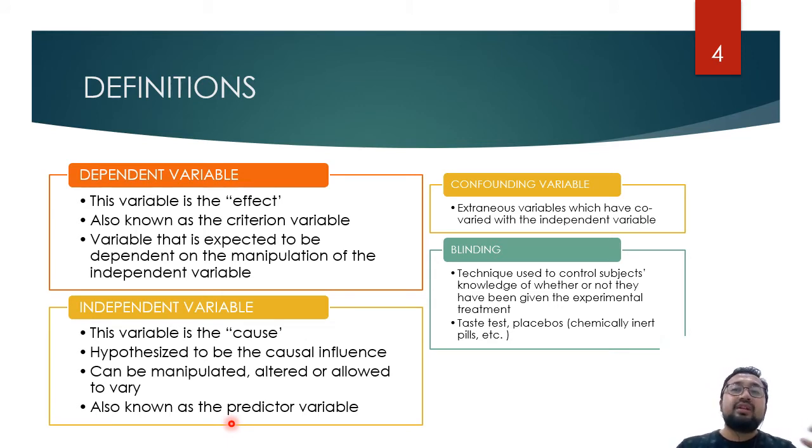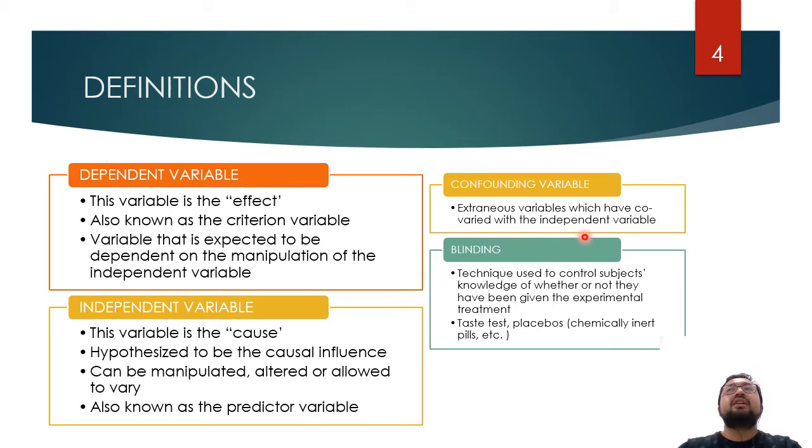Maknanya kita boleh predict orang yang exercise dia akan mengalami penurunan berat badan, manakala orang yang tidak exercise tidak akan mengalami penurunan berat badan. So that is the predictor variable, independent variable that we can control, that we can manipulate, okay, and want to look how it could affect the dependent variable ataupun the outcome. So confounding variable adalah extraneous variables which have covariate with the independent variable.